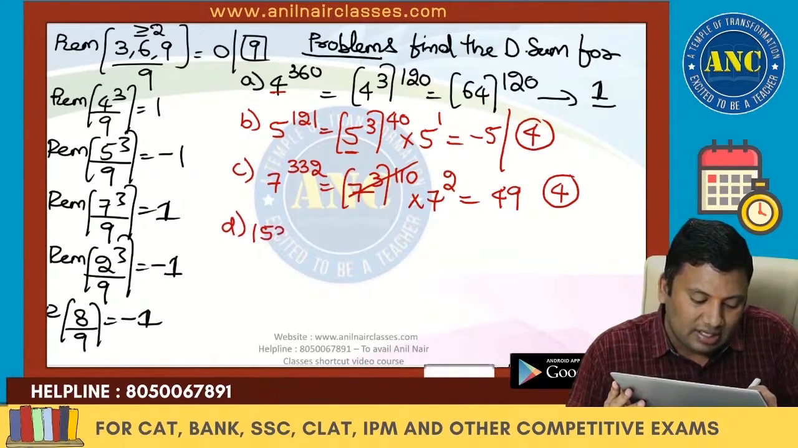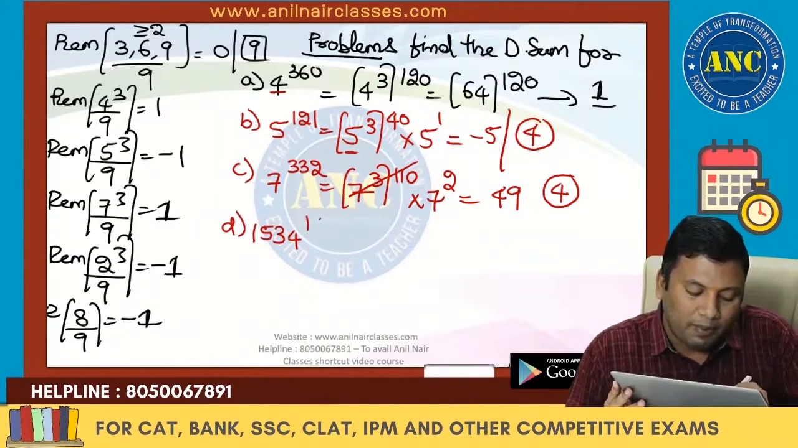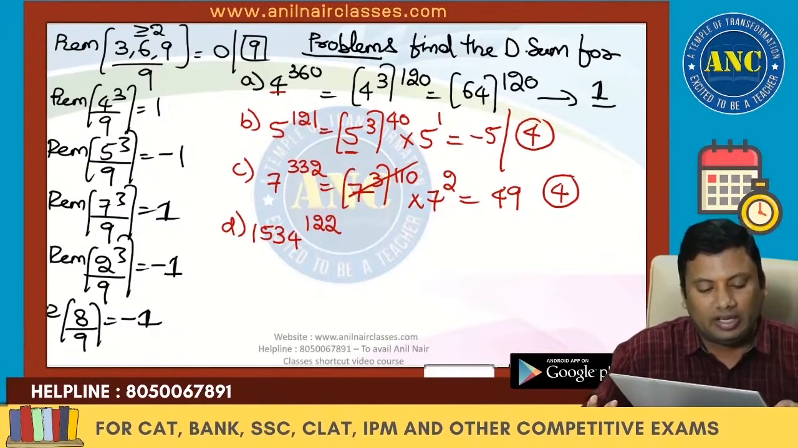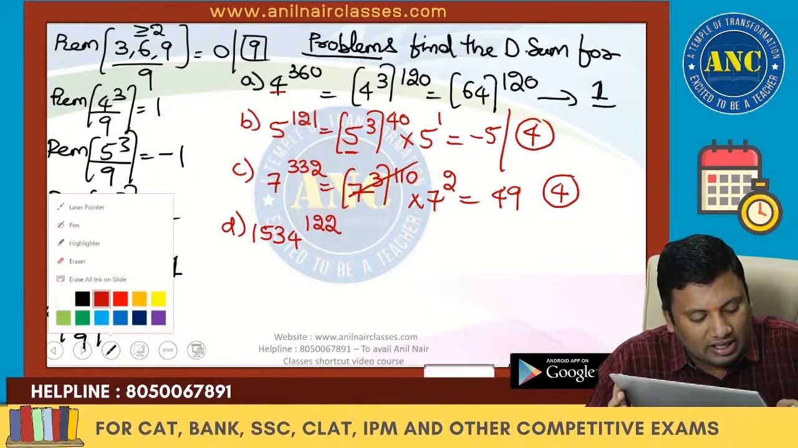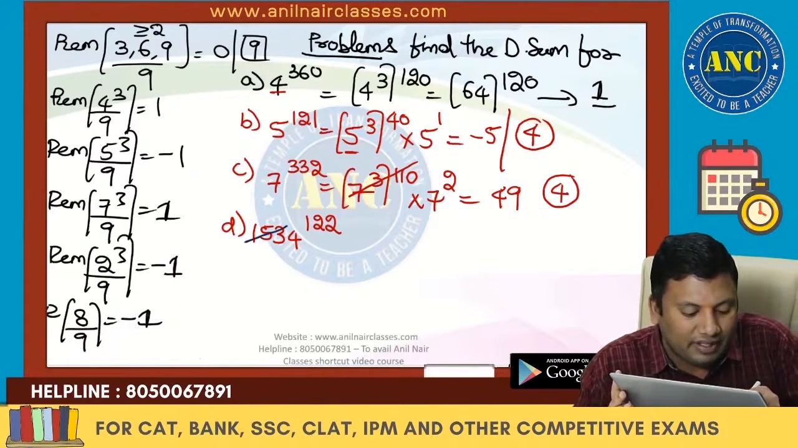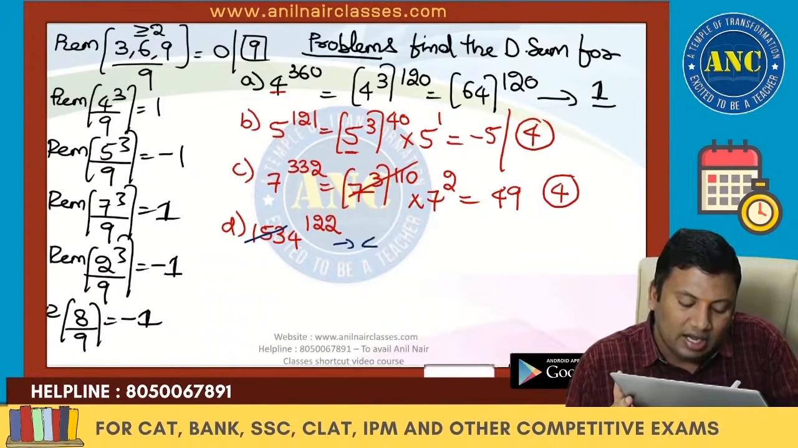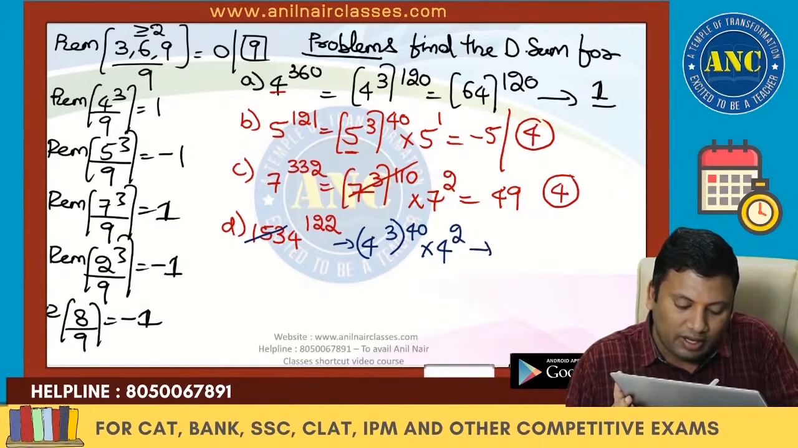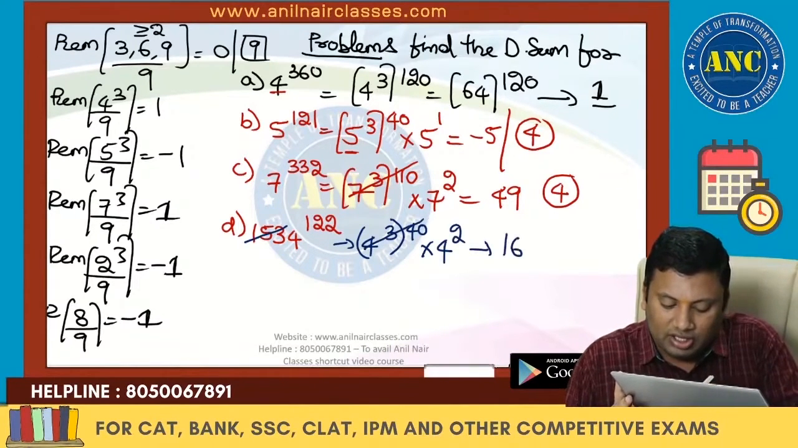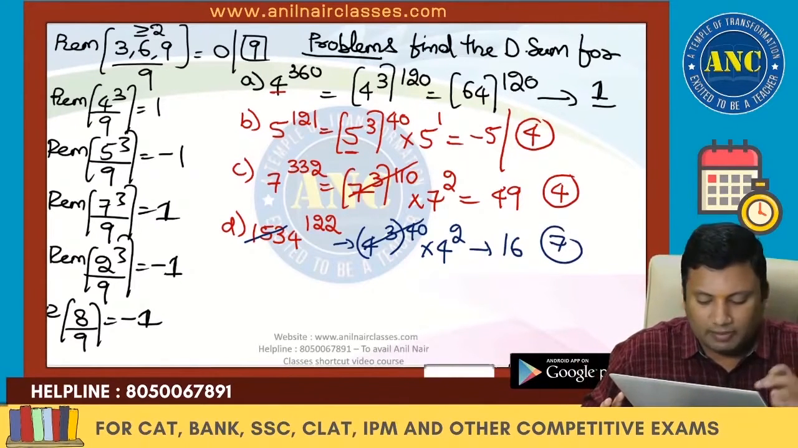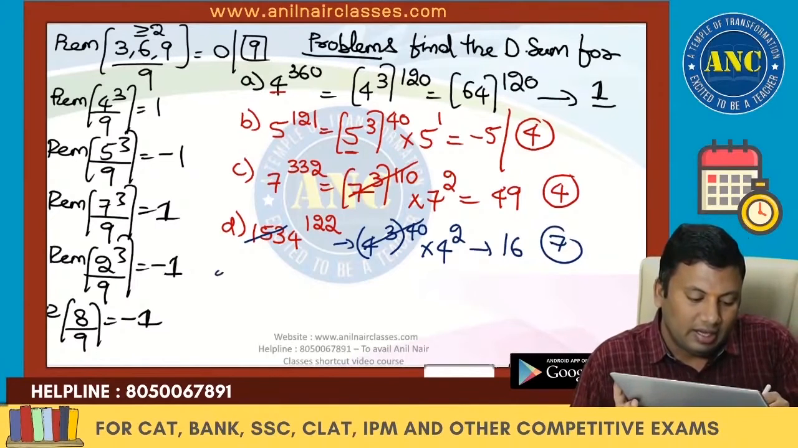Suppose it is 1534 power 122. I need to find the digital sum of this number. The digital sum of 153 is nothing but 9, so it is removed. 4 power 122 is 4 cube power 40 into 4 square. This is nothing but 1. The digital sum of 16 is nothing but 7.